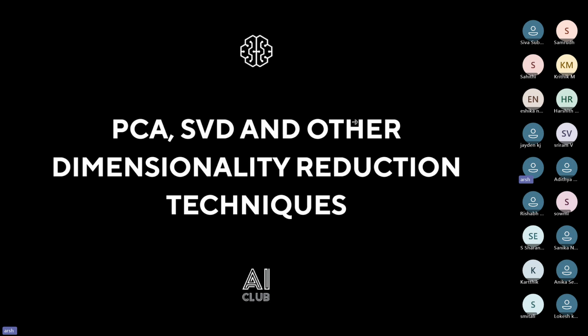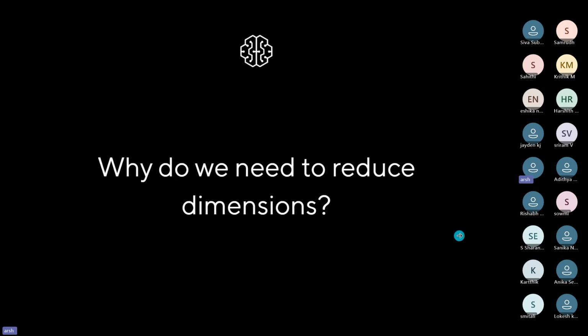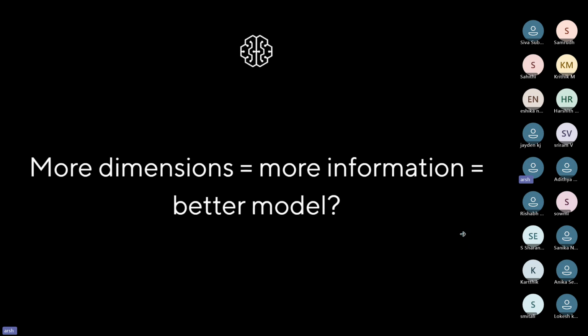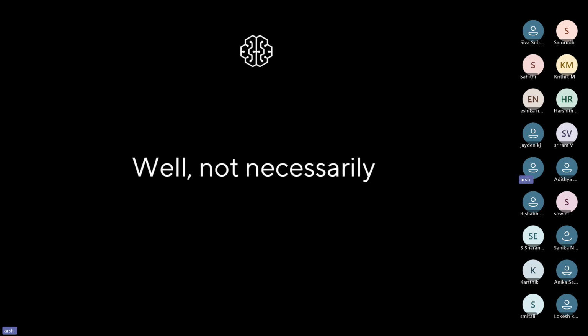Okay. So today, me and Sahiti are going to be talking about PCA, SVD, and various other dimensionality reduction techniques. But the first thought that should come to your mind is: why do we need to reduce dimensions at all? Why are we doing this exercise? If you think from a very naive point of view, you would think that if you have more dimensions, you would have more features about the data, which means you would have more information about the data, which means your model should perform better, right? Well, this is not the case all the time.